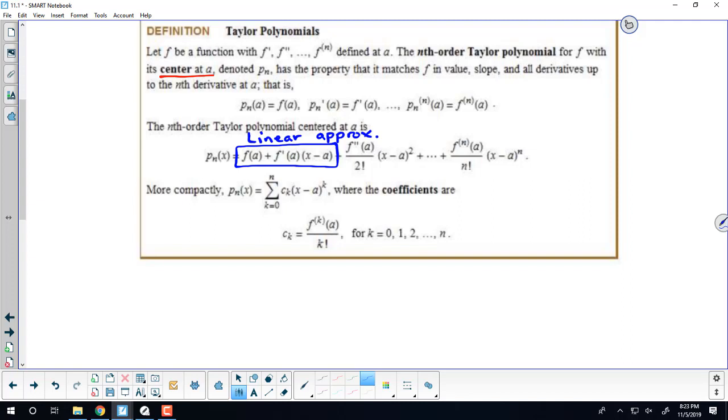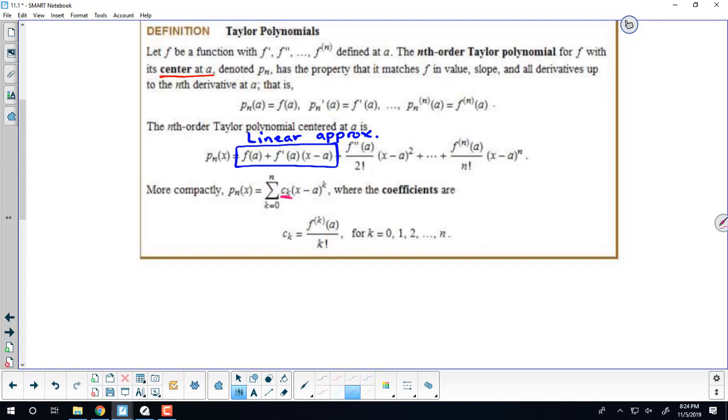But the pattern is the order of the derivative divided by that number factorial times x minus your center value to that power. So we see that here: the nth derivative evaluated at a over n factorial times x minus a to the nth power. We have to keep adding that x minus a squared, x minus a cubed. Otherwise, it's not a polynomial, right? Without those terms, we don't have a polynomial. And then this says more compactly, it's x minus a to the k times this c sub k.